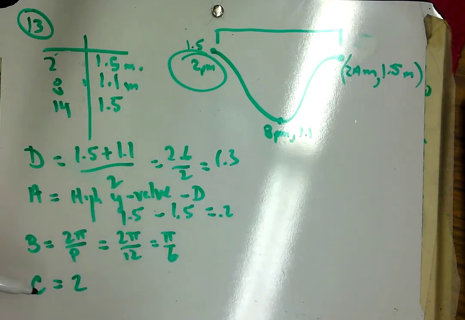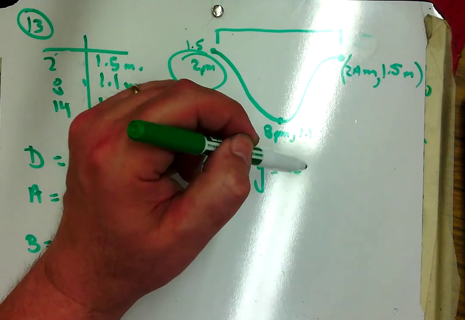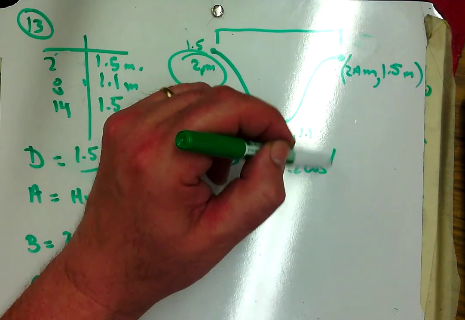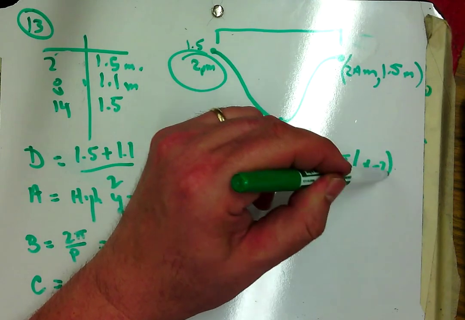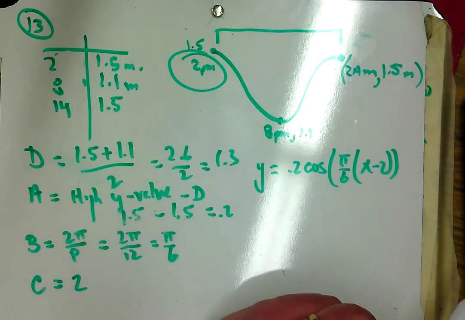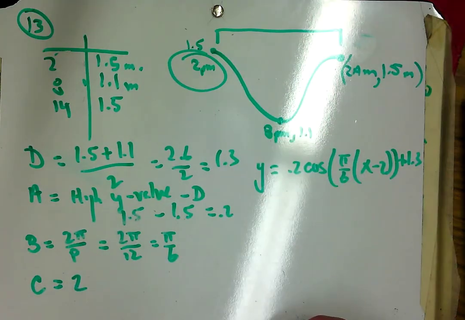Okay, so let's write this model. Y equals 0.2 cosine of pi over 6 times (x minus 2), plus 1.3. There's our depth of water as a function of time.